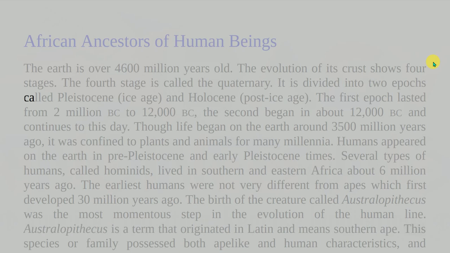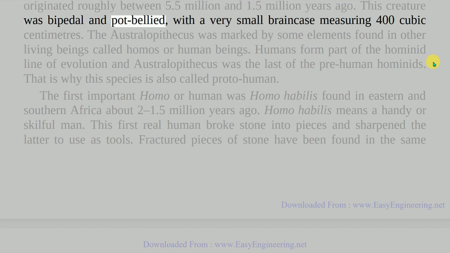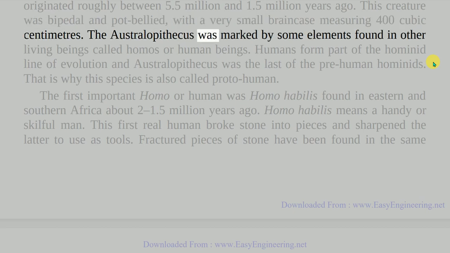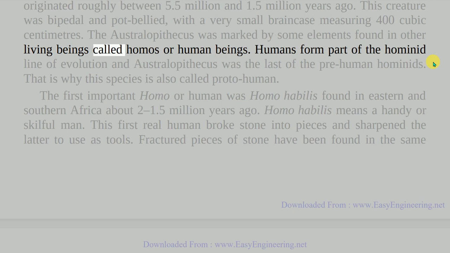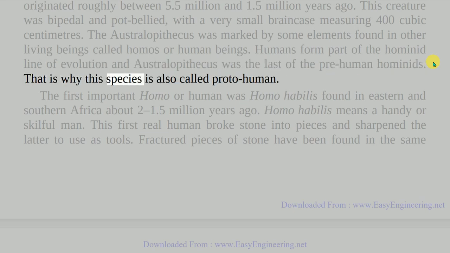This species or family possessed both ape-like and human characteristics, and originated roughly between 5.5 million and 1.5 million years ago. This creature was bipedal and pot-bellied, with a very small brain case measuring 400 cubic centimeters. The Australopithecus was marked by some elements found in other living beings called homos or human beings. Humans form part of the hominid line of evolution, and Australopithecus was the last of the pre-human hominids. That is why this species is also called proto-human.